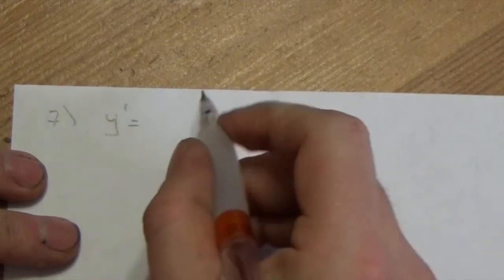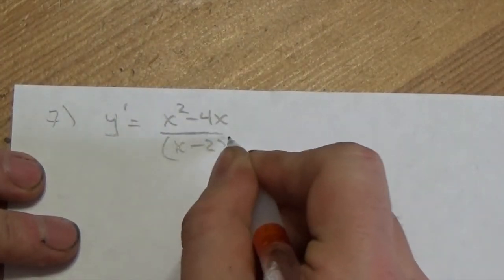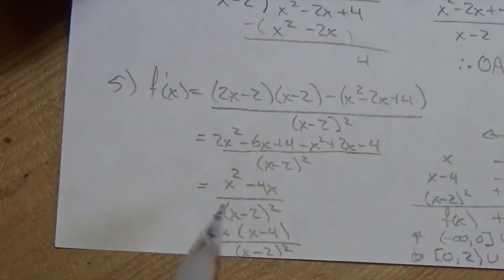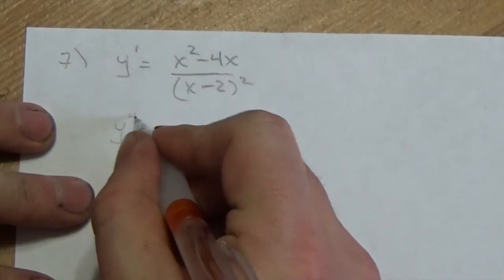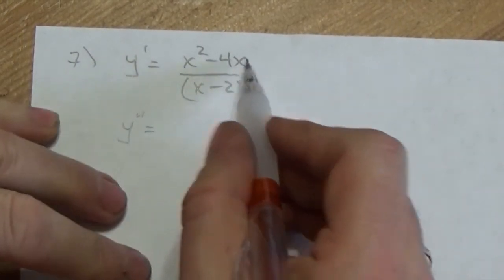So the derivative was (x squared minus 4x) over (x minus 2) squared. Is that right? Yeah. Okay, good. Now let's take the second derivative so we can investigate concavity. Almost done here.